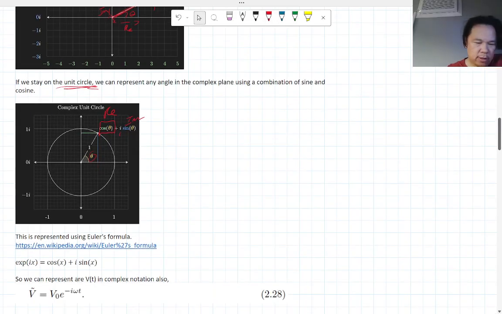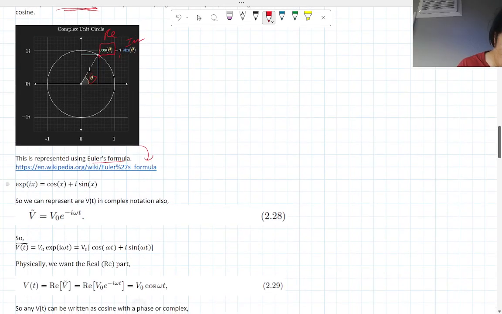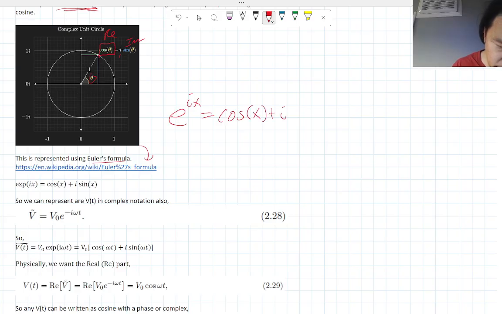And this allows us to basically represent any sine and cosine functions as a complex exponential. This actually follows from Euler's formula, where e to the ix equals cosine of x plus i times sine of x. So this is the complex number, this is the real part, and this is the imaginary part.